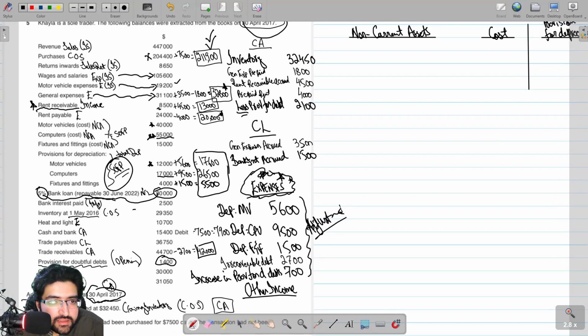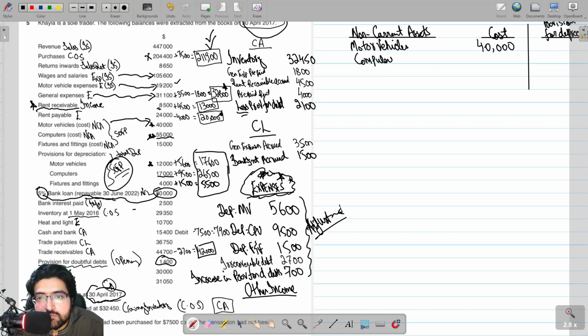Okay, this is motor vehicles and the cost was 40,000. So I'm writing here. Let's write the cost of all 3 first. Motor vehicles, the cost is 40,000. Then we have computers, and the cost is 55,000. And finally, the third non-current asset is fixtures and fittings, and the cost is 15,000.